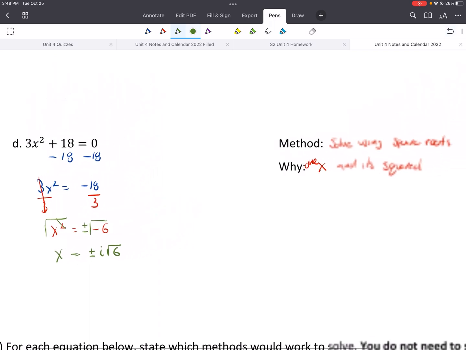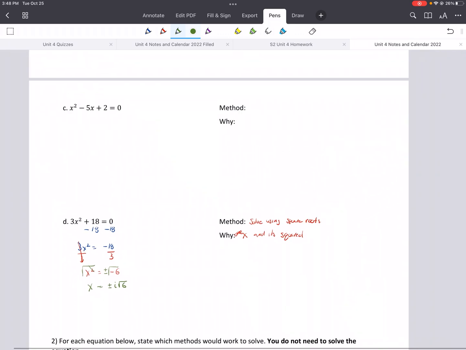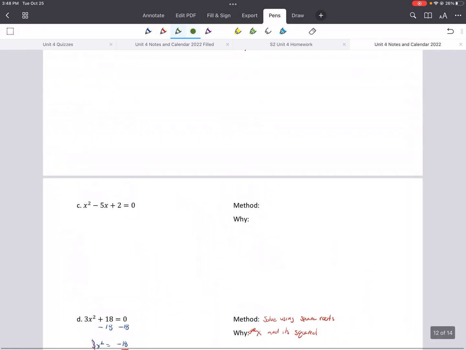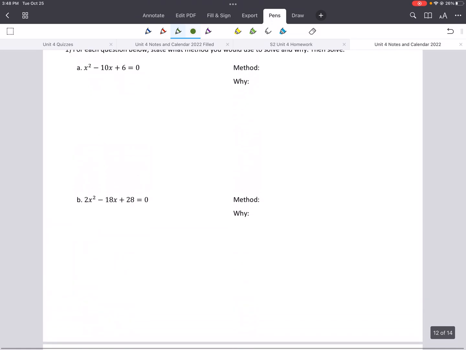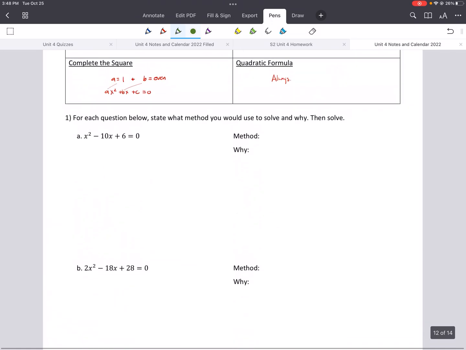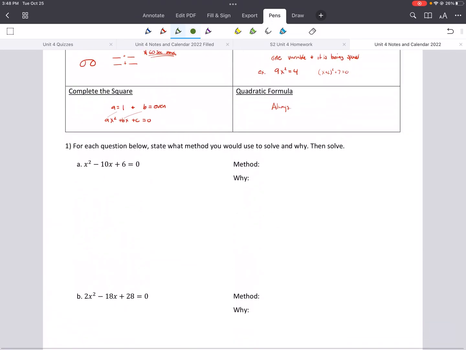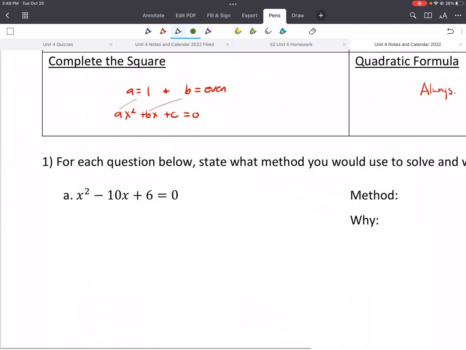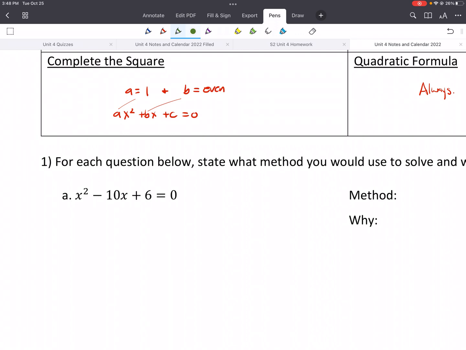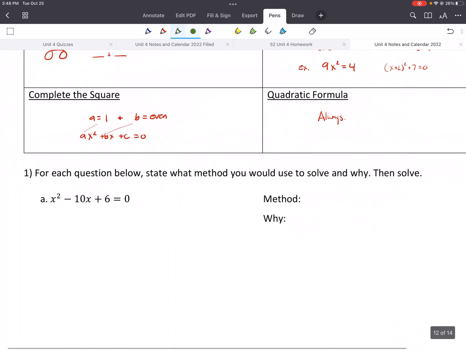Okay, so that wasn't too bad. Again, that doesn't take too much time. So next I'd maybe say, which of these could we use the difference of squares? Because that's really easy to find if a is 1 and b is even. So I know that a equals 1 and b is even, so I would probably use this, complete the square.